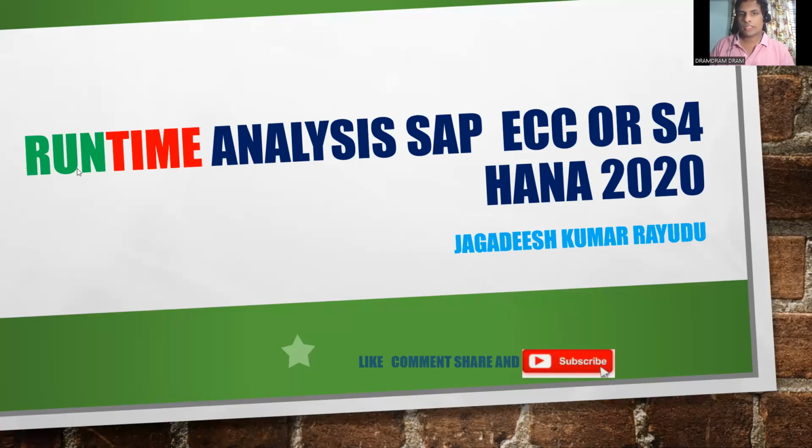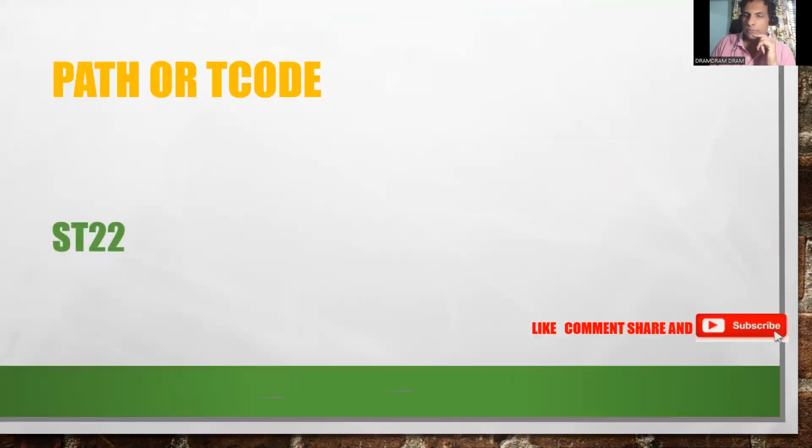Today we are going to see runtime analysis for SAP ECC or S4 HANA 2020. This is important for beginners and at the same time for experienced professionals who are already aware of this. Let me try to show you. This is especially useful in support projects most of the time, and sometimes in implementation also. The transaction code is ST22.